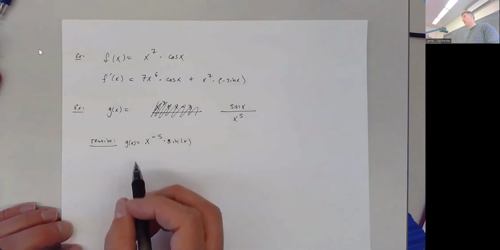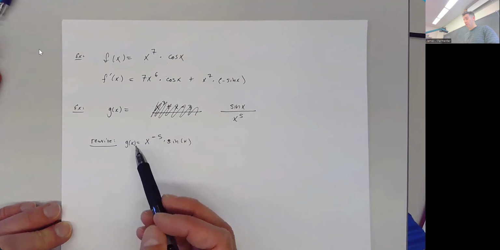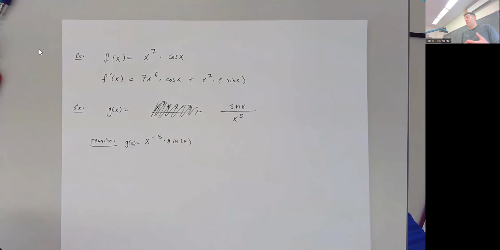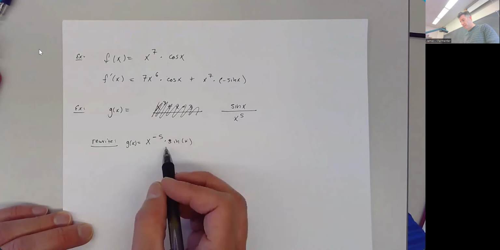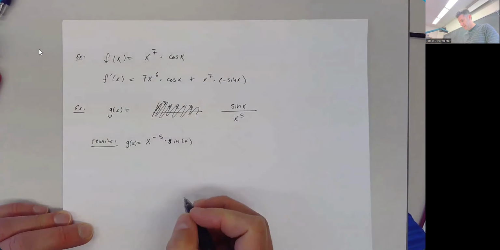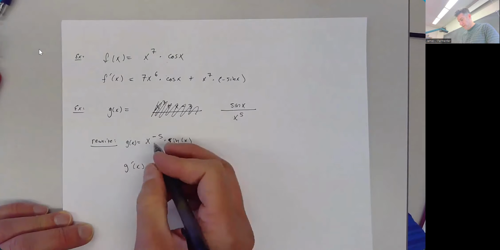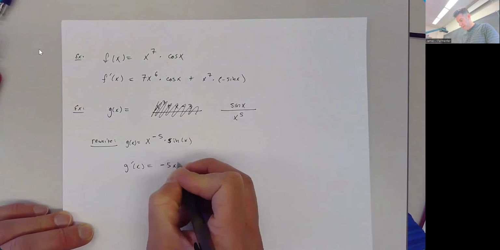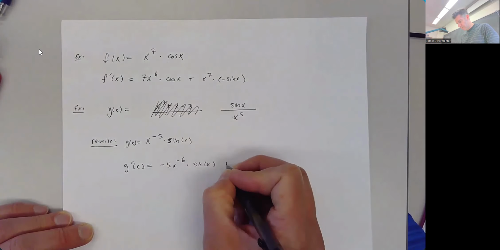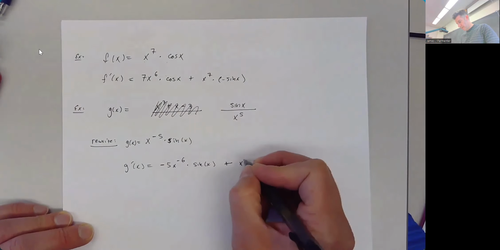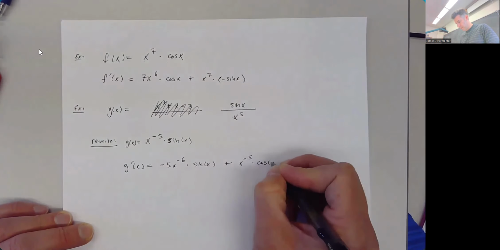When you are rewriting something, you should be writing that it's g of x or f of x, or whatever your function is called. Right? I shouldn't write g prime yet because I haven't started finding the derivative yet. So g of x is still x to the negative fifth times sine of x. And then g prime of x is going to be the derivative of x to the negative fifth, which is negative 5 x to the negative sixth times sine of x, plus x to the negative fifth times the derivative of sine of x, which is cosine of x.